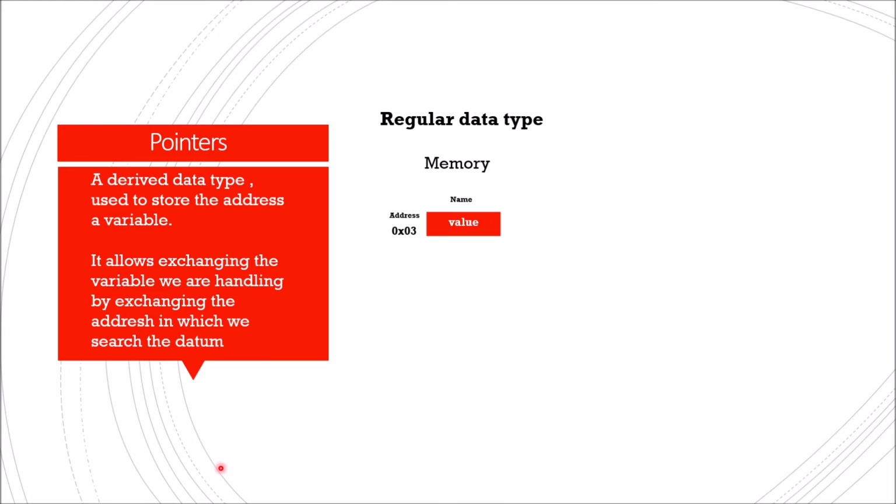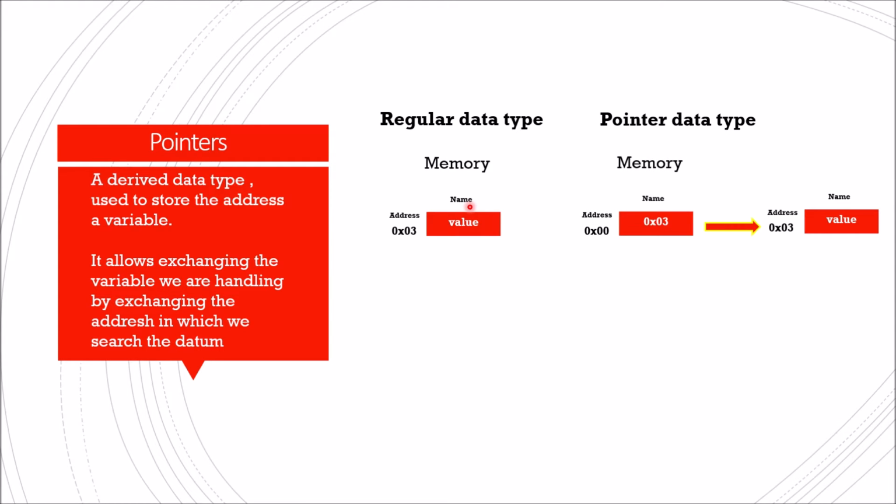So let's start, for instance, with a regular data type. As you can see, it occupies a space in memory. We name it and then we give it a value, okay? This will occupy a particular address in memory, okay? So we have value, name, and this address, okay? How do we refer in our program to this variable? By its name, okay?